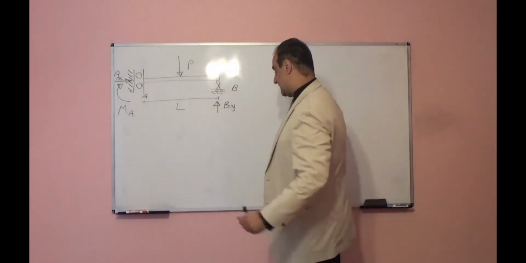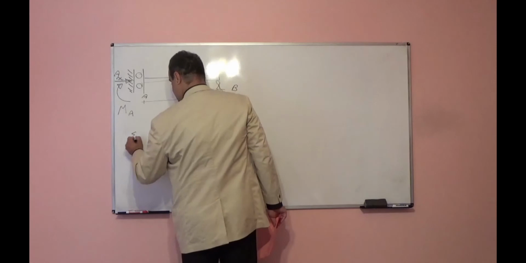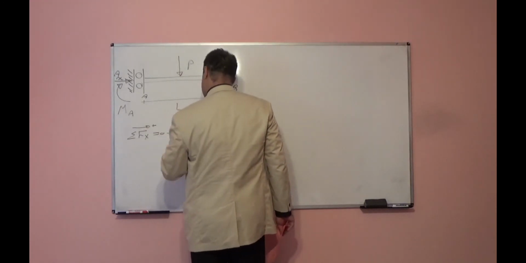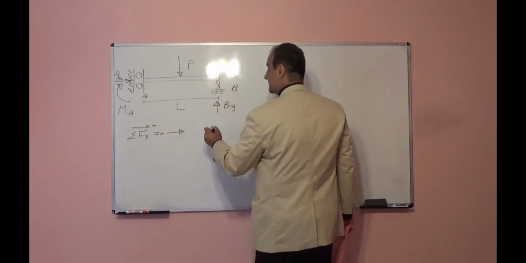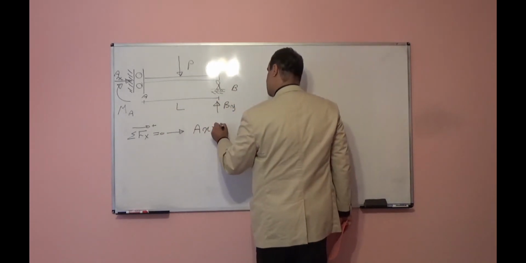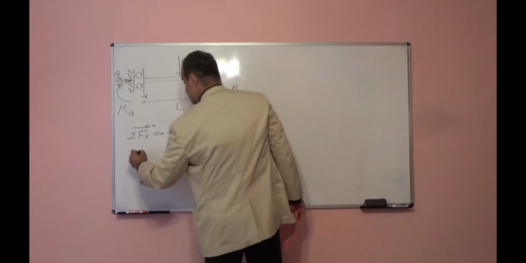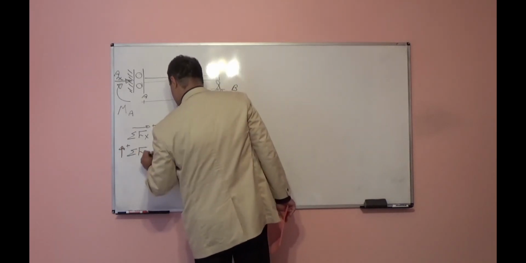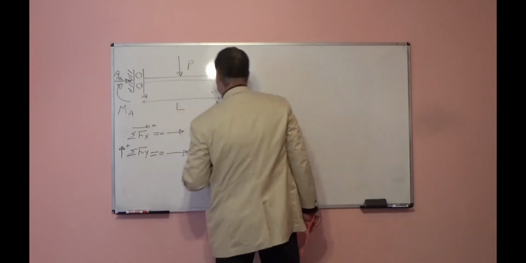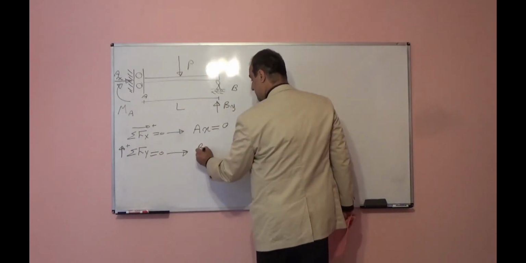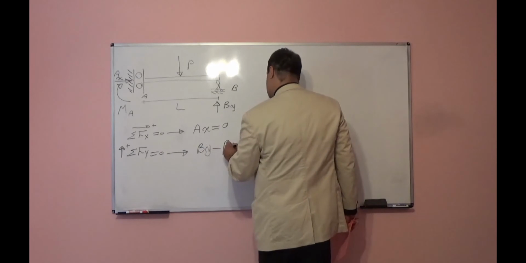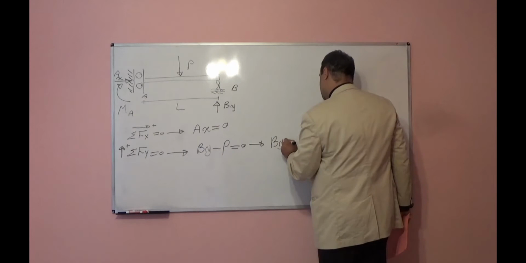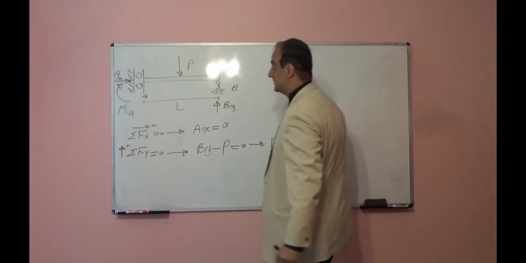Now, I can write equilibrium equation, summation of forces in horizontal direction is equal to 0. From here, I can write AX is equal to 0. Summation of forces in vertical direction is equal to 0. From here, BY minus P is equal to 0, so BY will be equal to P.